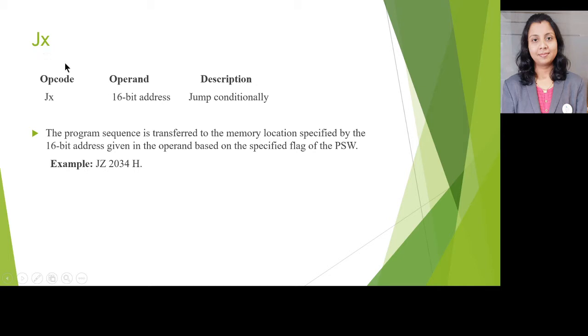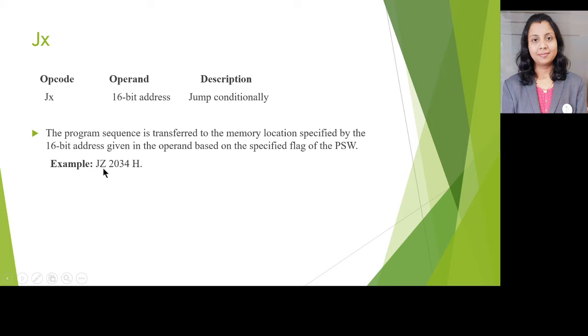JX is the next instruction. Operand is again a 16-bit address. Here the description is jump conditionally. The program sequence is transferred to the memory location specified by the 16-bit address given in the operand based on the specified flag of the PSW.